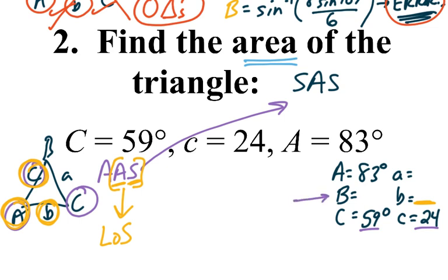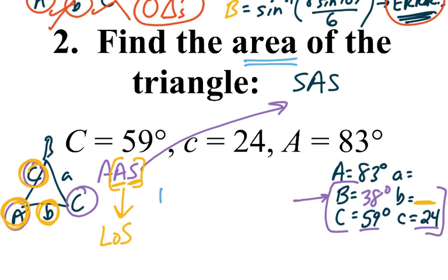Oh wait, but I could do that really quick, right? I've got two angles, I've got A and C. I could subtract that and I can find angle B. And in fact, if I do that, angle B would be about 38 degrees, I believe. All right, now I can set it up. I'll set up a law of sines with these two fractions and solve for side B.